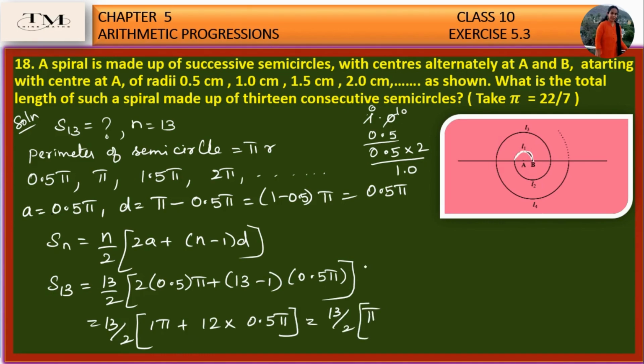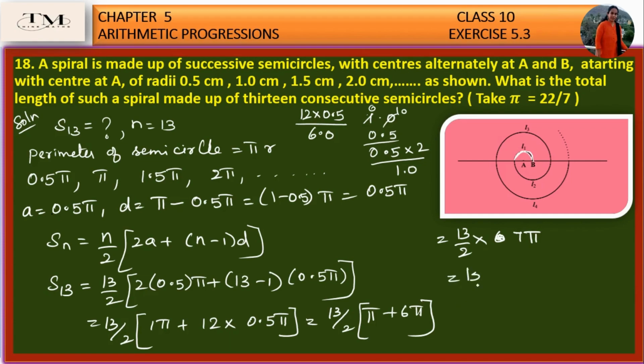So 13 by 2, 1 pi is the same as pi. What is 12 into 0.5? 12 5s are 60 and the decimal is before one number, so the answer is 6. So pi plus 6 pi, which is equal to 13 by 2 times... pi plus 6 pi is 7 pi. I'm sorry, 7 pi. So what is the value of pi? It is 22 by 7.